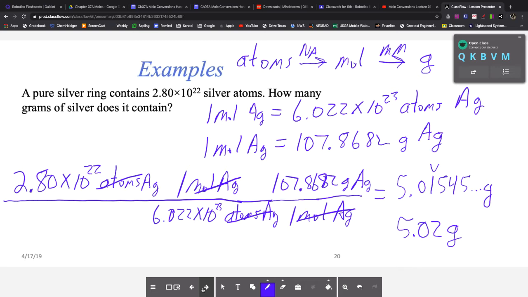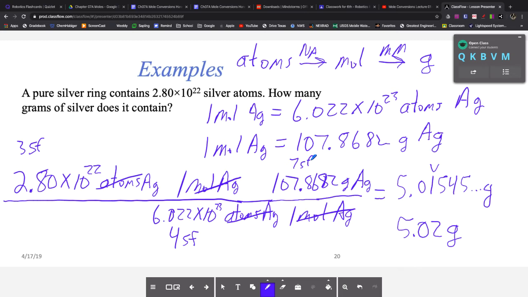digits, grams. And if we go back and look, 2.80 has 3 significant figures. 6.022 has 4 significant figures. And then 107.8682 has 7 significant figures. So we want to go with the least number, which is 3. So we're rounding to 3.